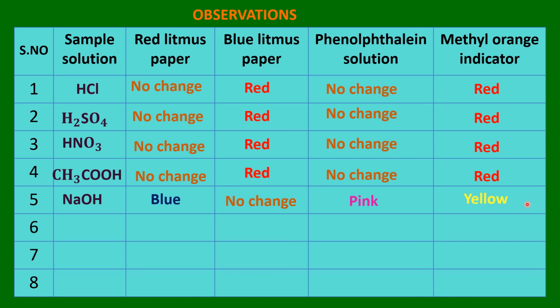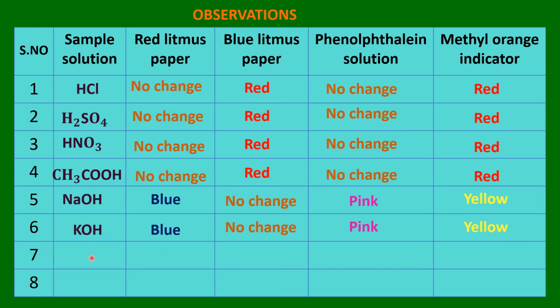Okay. The next sample solution was potassium hydroxide. And with the potassium hydroxide solution also, the red litmus paper turned to blue, whereas blue litmus paper remained same. And with phenolphthalein indicator, when we added few drops of phenolphthalein indicator to the solution, it turned to pink color gradually, isn't it? And with methyl orange indicator, the solution turned to yellow color. So these are the observations which we saw.